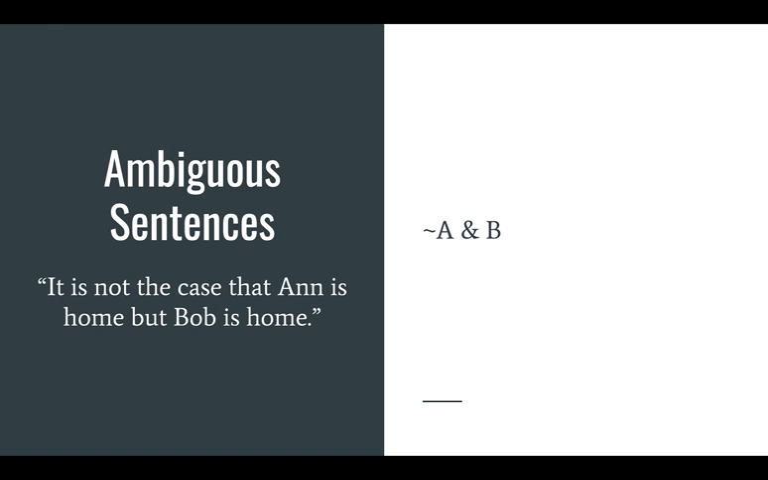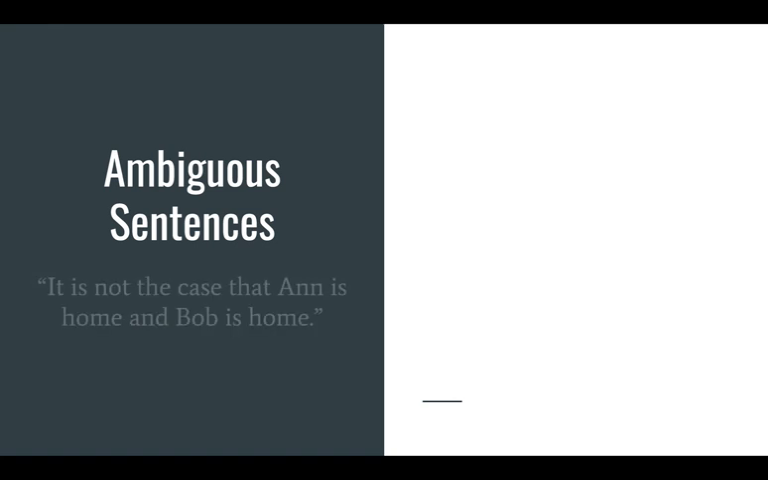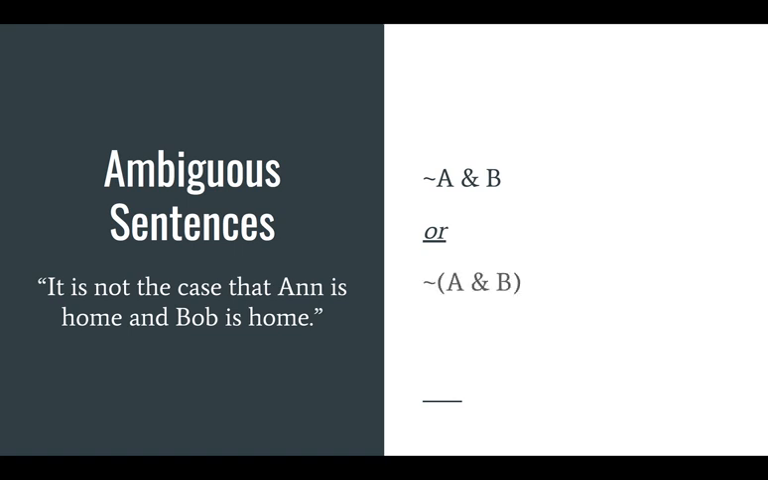So that's this one. But if we just change one word in this English sentence, then it's not really clear what is being said. It is not the case that Anne is home and Bob is home. So is it the case that they're both not home, or if one's home and the other one's not home, or what's going on here? So technically, you can translate it this way, or you can translate it this way.